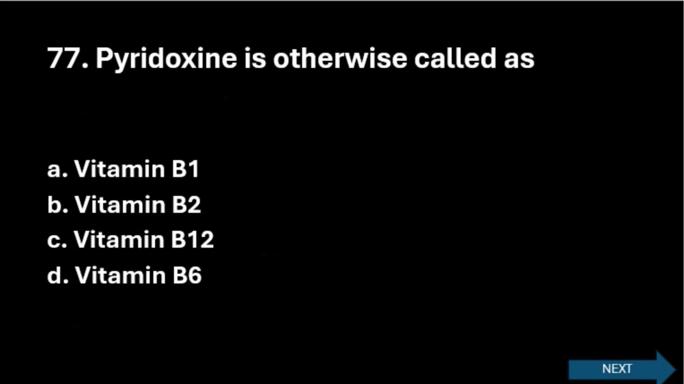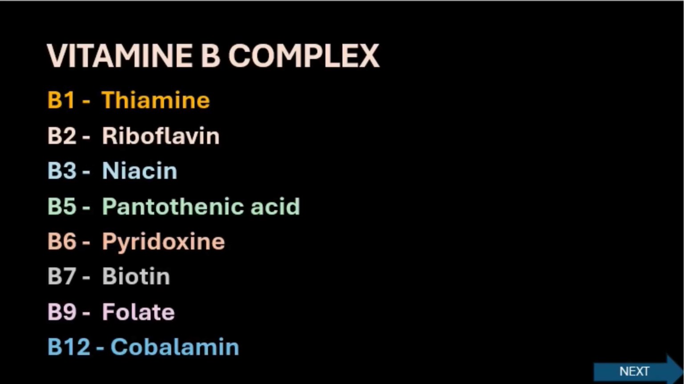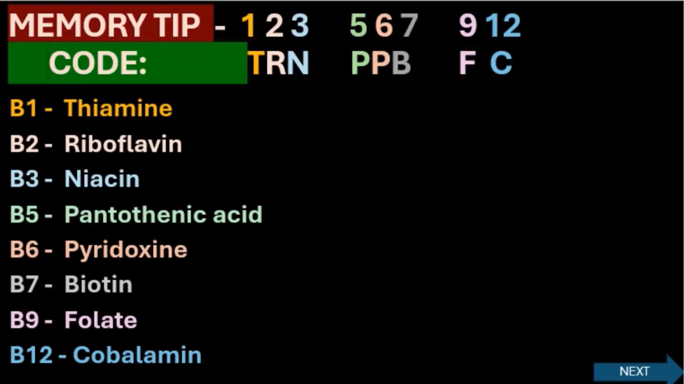Pyridoxine is otherwise called as option A, vitamin B1, option B, vitamin B2, option C, vitamin B12, option D, vitamin B6. The right answer here is option D, vitamin B6. Let us see the vitamin B complex and its numbers. B1 thiamine, B2 riboflavin, B3 niacin, B5 pantothenic acid, B6 pyridoxine, B7 biotin, B9 folate, and B12 cobalamin.